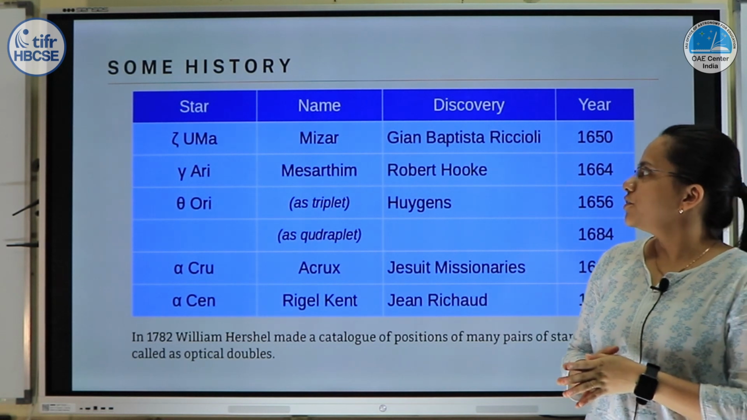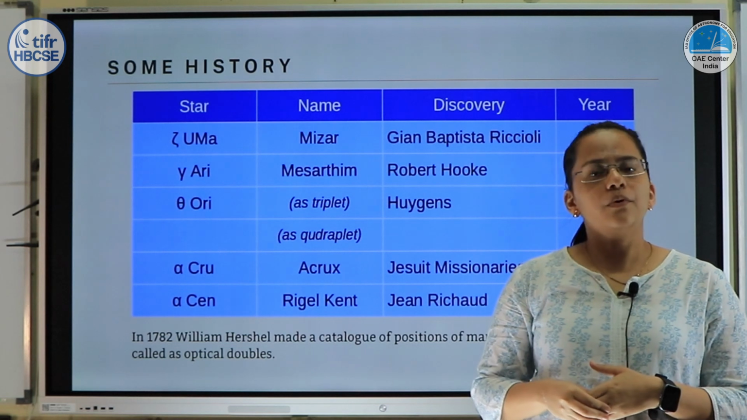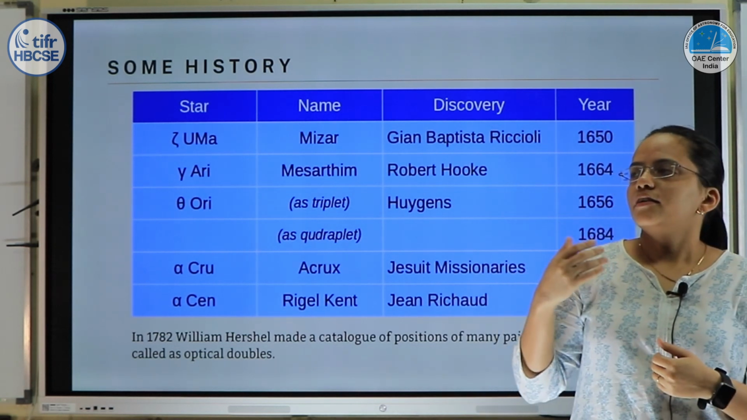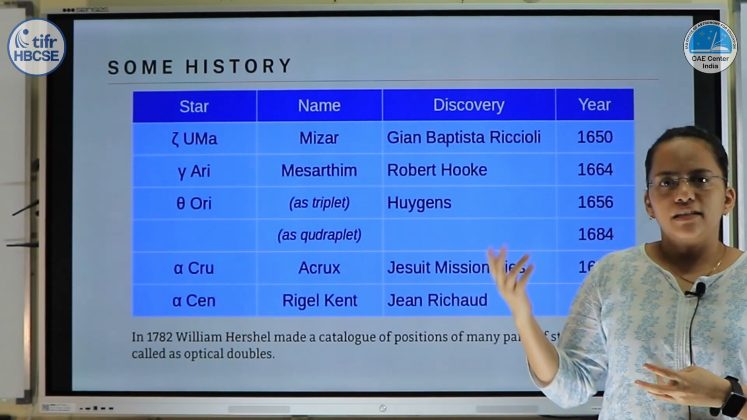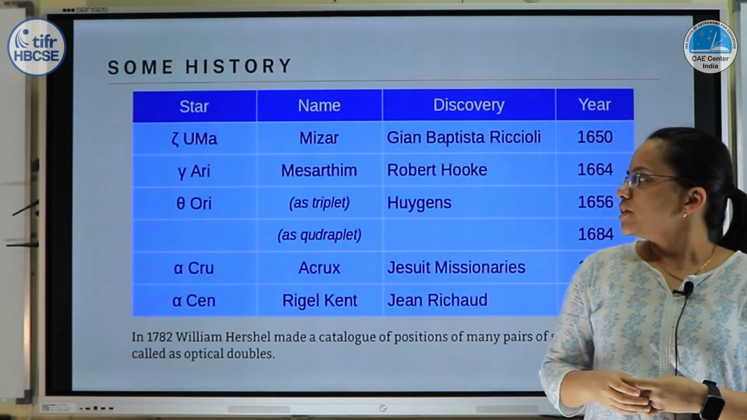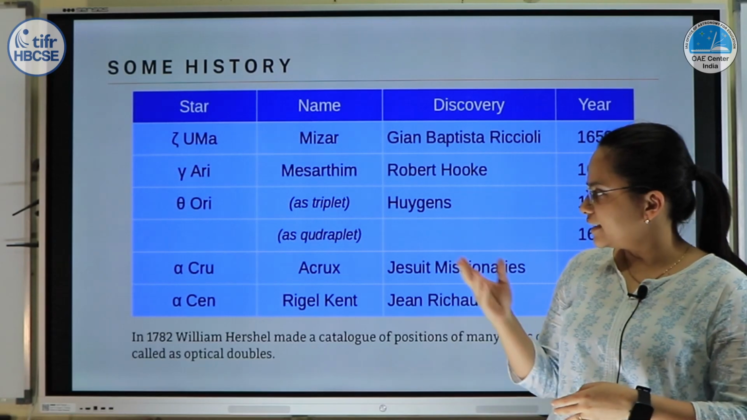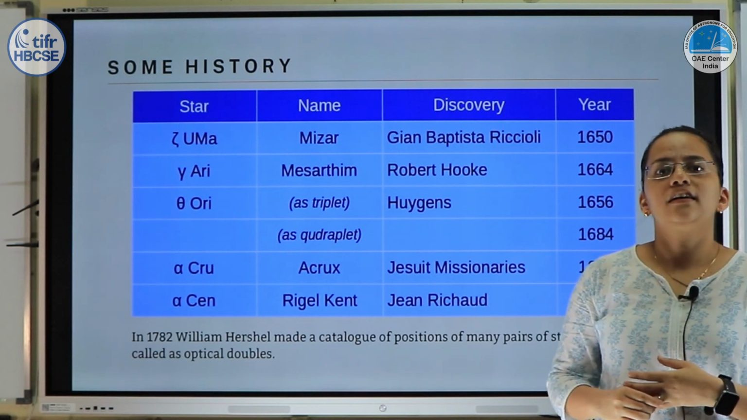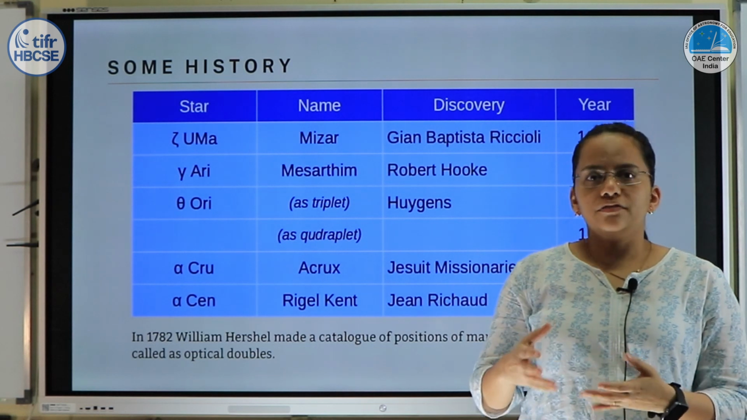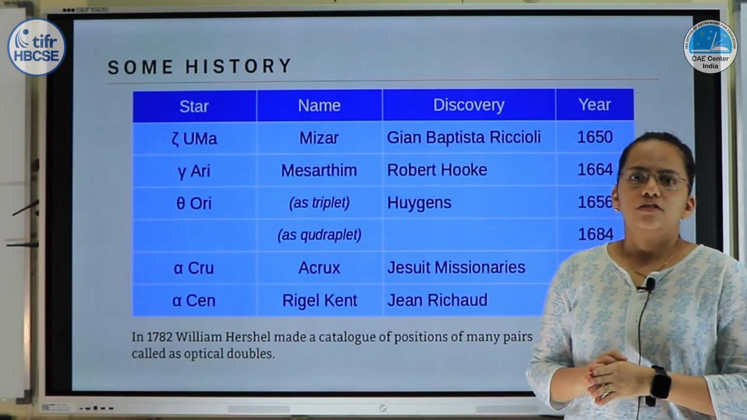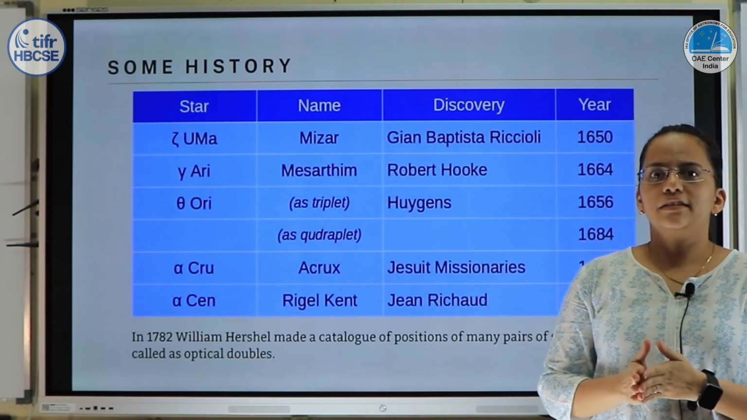Later on, with the invention of telescopes, people started looking at the skies through the telescope, and what they found out was that many stars which look singular in the sky are actually binaries or have more components to them. So these are a few examples here that you can see. In 1782, William Herschel actually made a catalogue of these pairs of stars with an aim to observe them over a period of time. So in these pairs of stars, one of them is brighter, the other one is a little bit fainter.